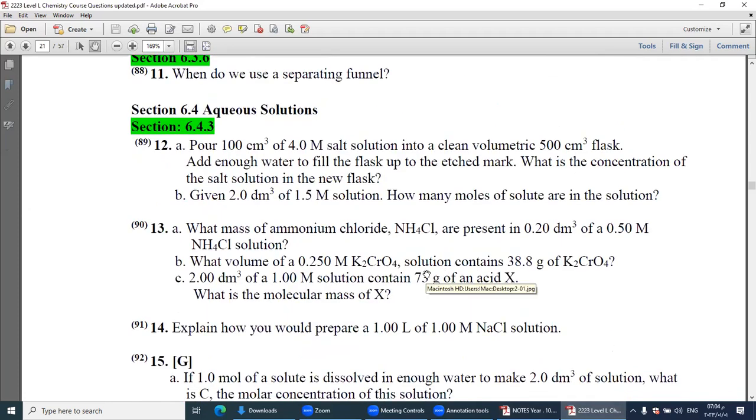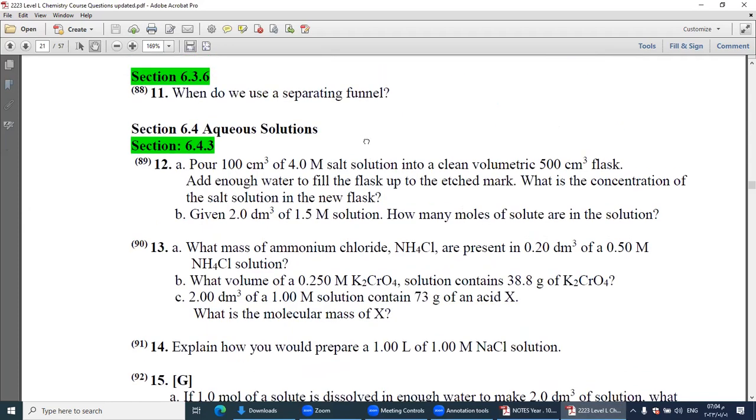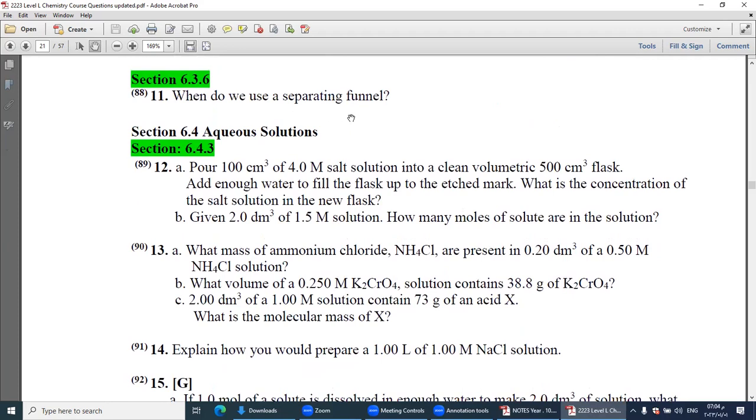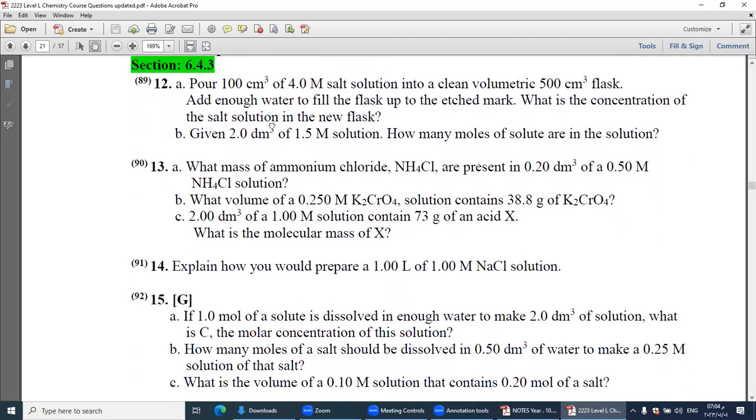طيب تعالوا بقى نحل problems مع بعض. طبعا when we use separating funnel، امتى أستخدم separating funnel؟ لو كان عندي immiscible liquids forming layers، زي oil و water. طيب نبدأ بقى نحل البروبلمز مع بعض.